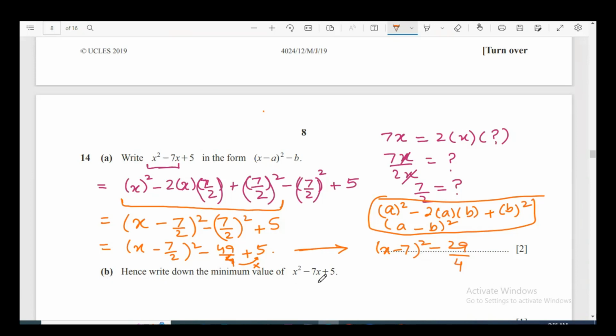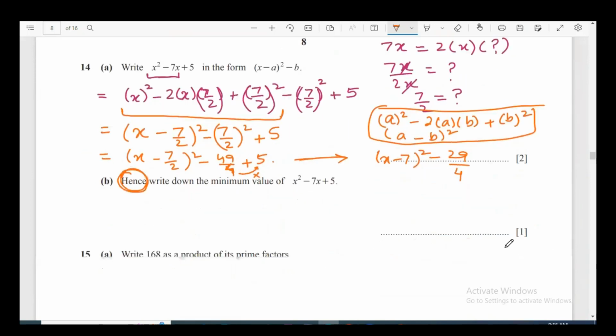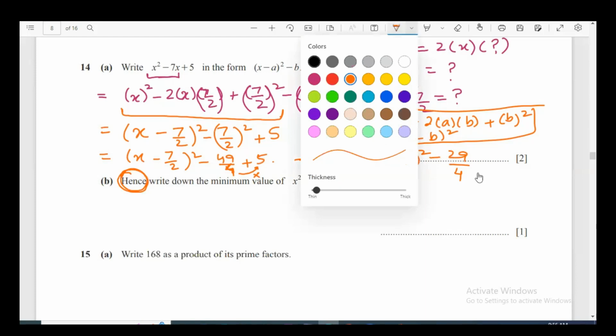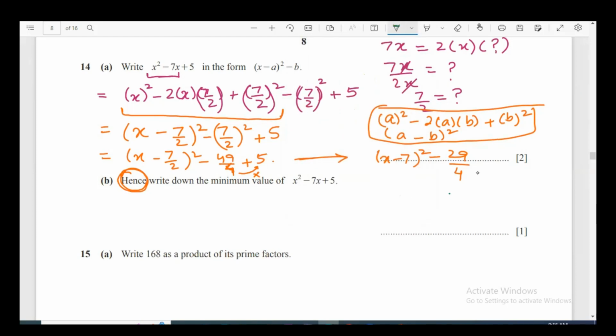Read part B: hence write down the minimum value. The keyword is hence. Hence means you have to use the result of part A. The result of part A is (x minus 7 over 2) square minus 29 over 4. Copy this result here in part B, in the space of part B, which is (x minus 7 over 2) whole square minus 29 over 4.